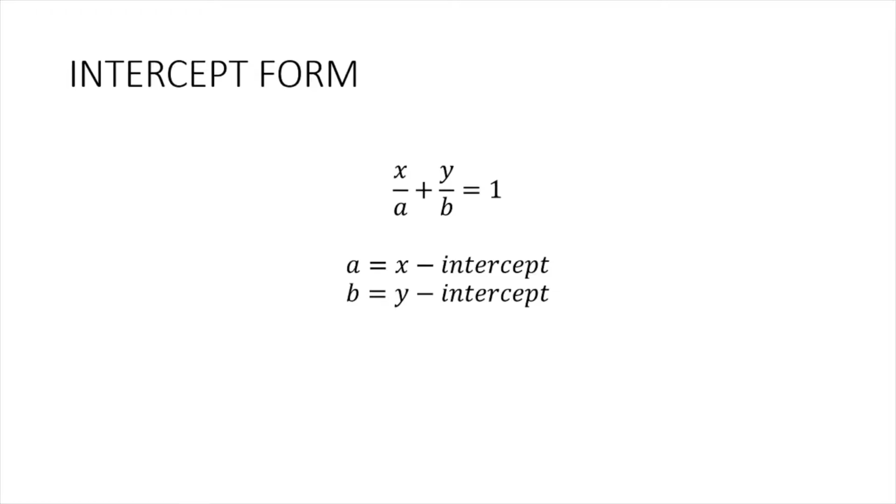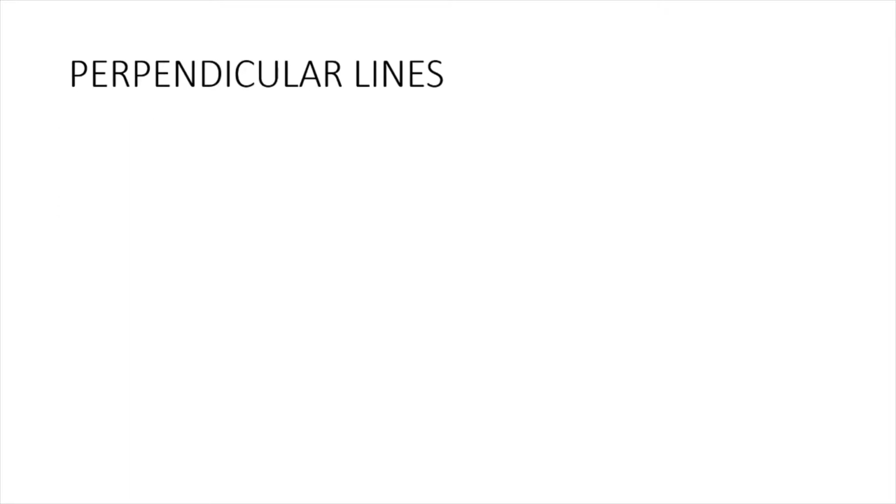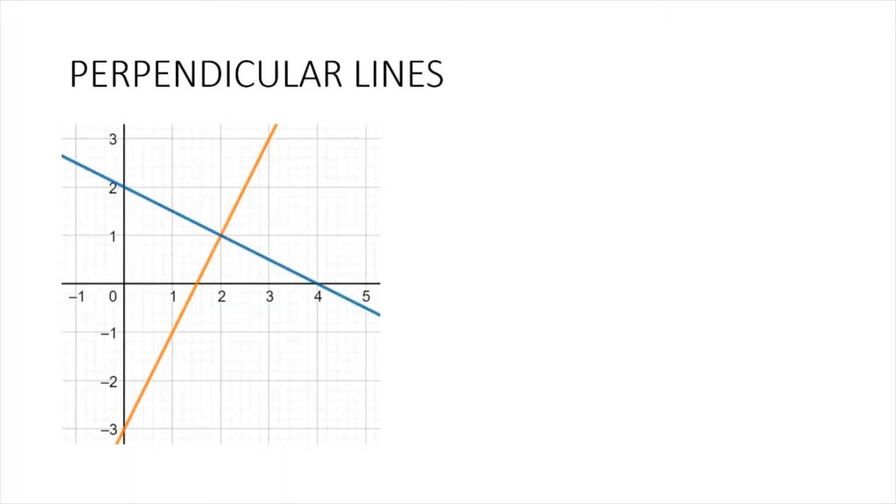Okay, so before we solve some problems, let's talk about the concept of parallel lines and perpendicular lines. If two lines are parallel, let's say line A and line B, then they have the same slope. Mathematically, that's m sub a equals m sub b. On the other hand, if two lines are perpendicular to each other, line A and line B, then the slope of line A is equal to negative the reciprocal of the slope of line B.